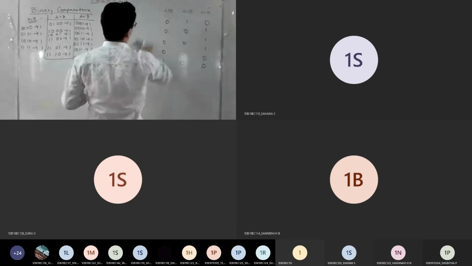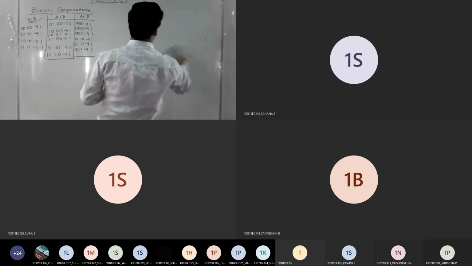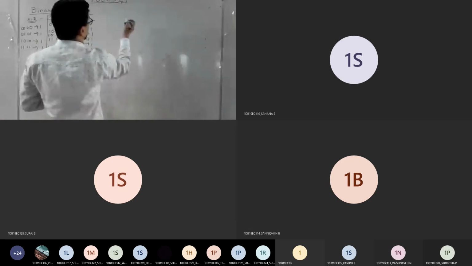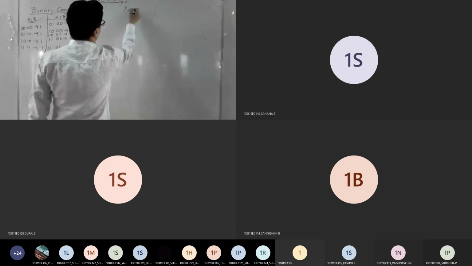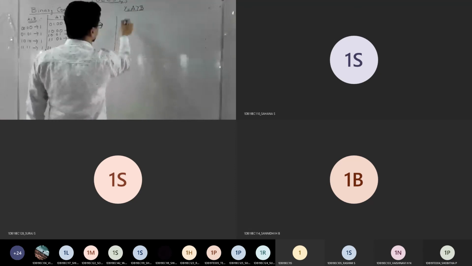So you should write 3 different outputs now. Let me write for one, and you write for the remaining. So if you write the combination for output Y, A greater than B combination, make a 16 cell K map.